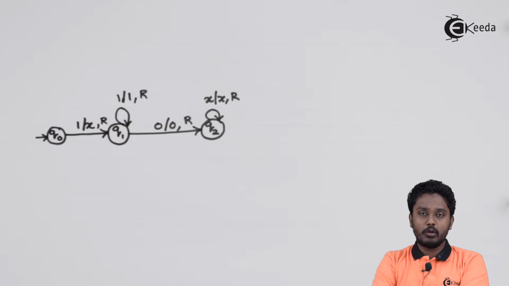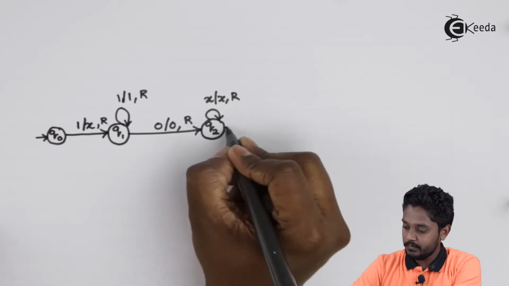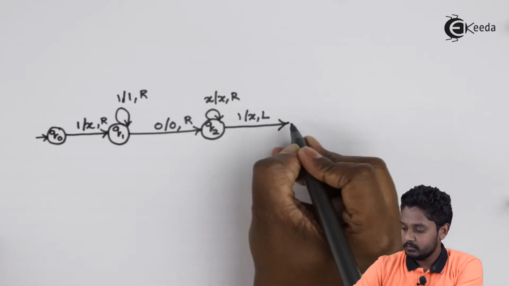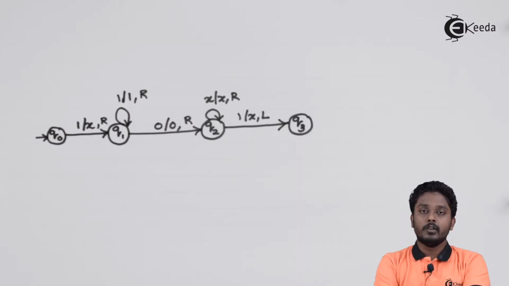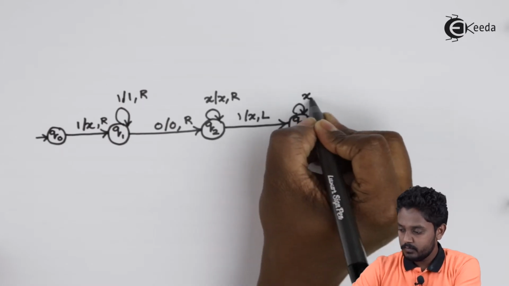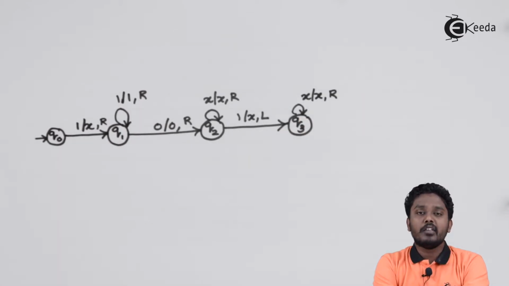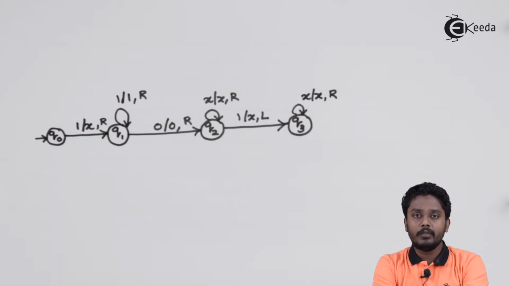Now, once we encounter a number 1, we can start going left back by replacing the 1 with x. While going back, we need to ignore all the x's and keep on going left. After passing all the x's of the second number, we will reach the point where there is a 0.